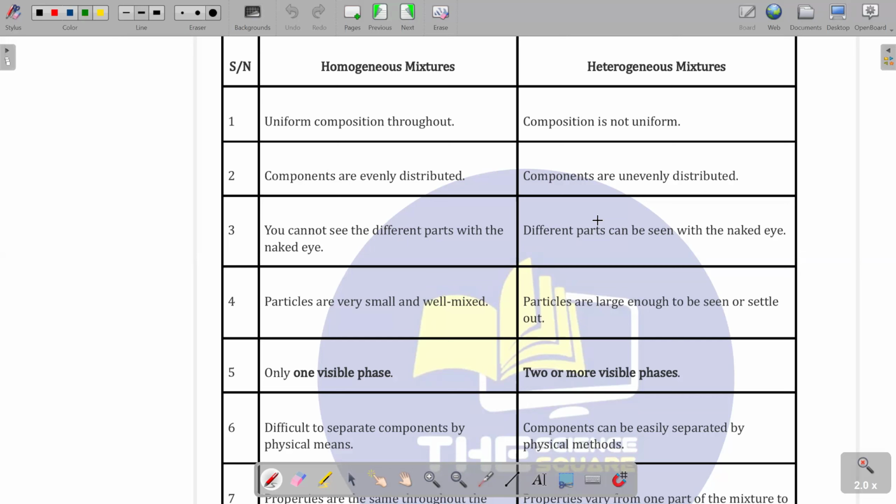Whereas when you try to dissolve sodium chloride in water, you see a complete dissolution, without any difference in composition observed. You will not be able to observe any difference in composition. So that mixture is said to be what? Homogeneous. So only one visible phase. But in a heterogeneous mixture, more than one visible phase can be observed.